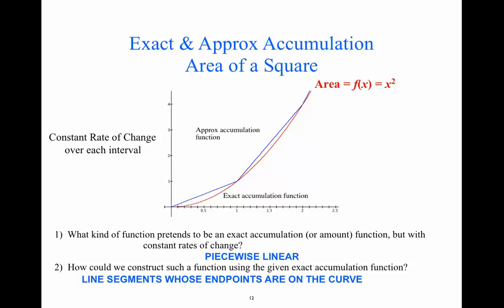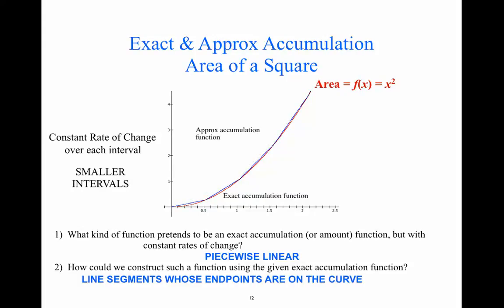Don't make a step function out of an accumulation function. It doesn't make sense, although scores of calculus students in the past have tried to do it, okay? This makes sense, right? Because now we've got constant rates that are trying to be like the accumulation function.